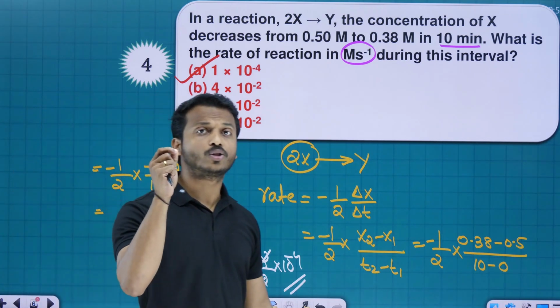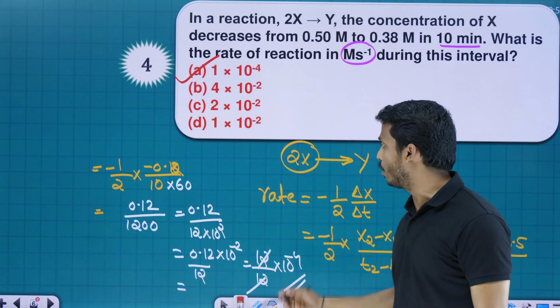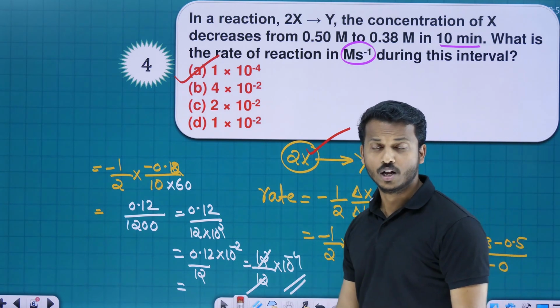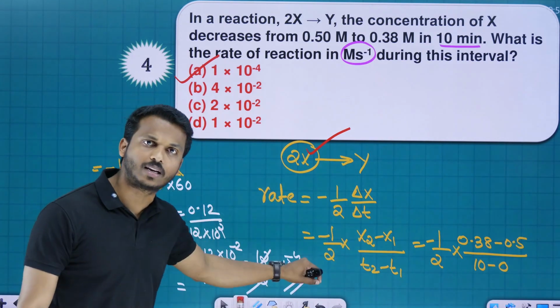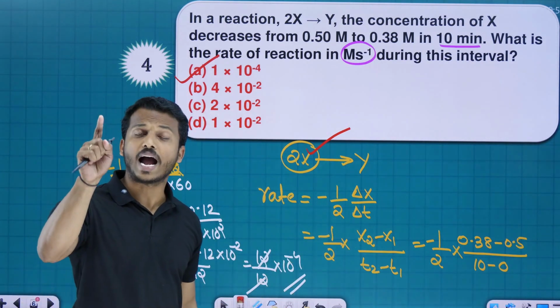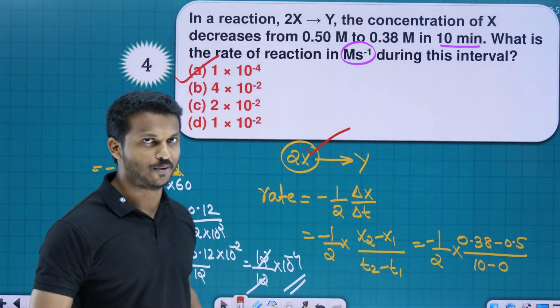So be very careful about the unit, okay? The reaction is very simple. Rate is calculated by what? They have given it in terms of x. So minus 1 by 2 into dx divided by dt, or delta x by delta t. Everything is okay. But time is given in minutes, while the unit is in seconds. So don't forget to convert.